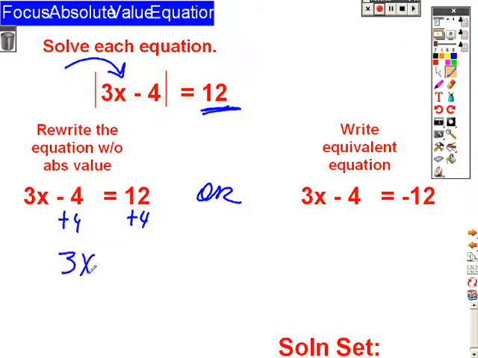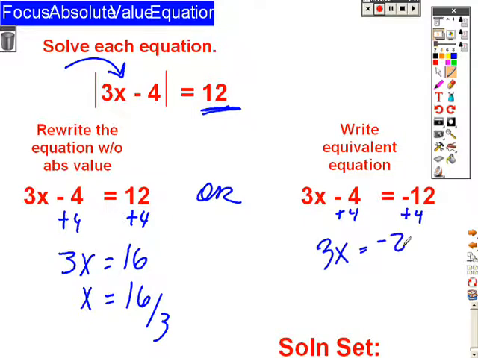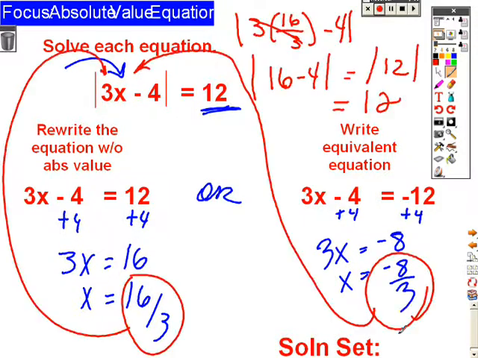I get 3x equals 16. Divide by 3, x must equal 16 over 3. Or, I go to the equation on the right, add 4 to both sides. I get 3x equals negative 8. X must equal negative 8 over 3. How do I write my solution set? I use the curly braces, negative 8 over 3, comma, 16 over 3.